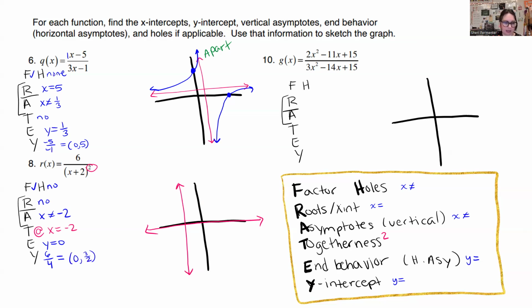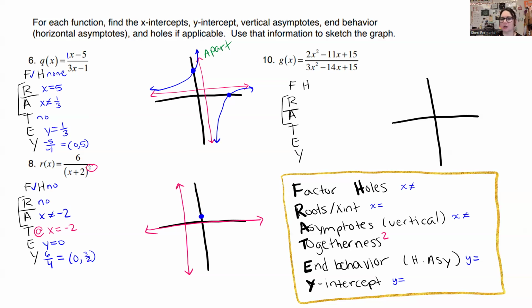Intercepts: there's no x-intercept, but we do have a y-intercept at 3/2, somewhere like that. Is my graph positive or negative? Where are you even getting negative? There's not even a single negative in the problem. It's a positive.